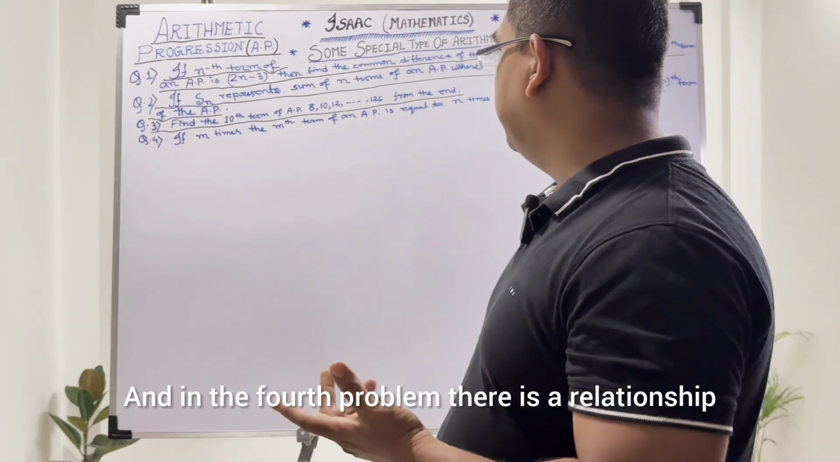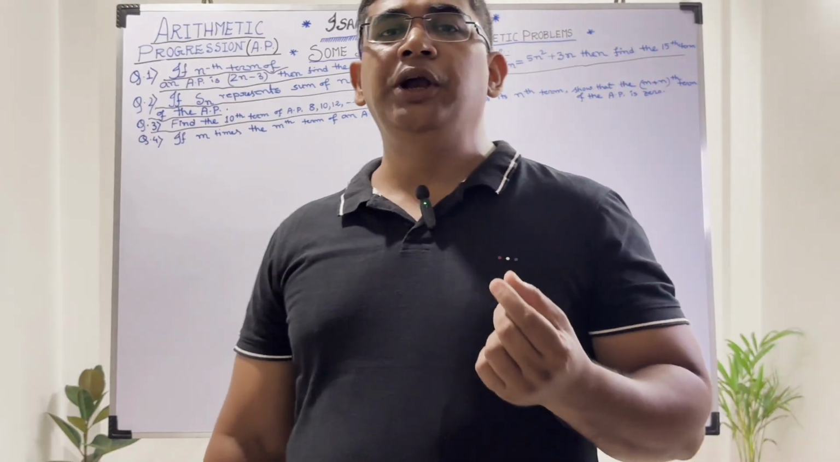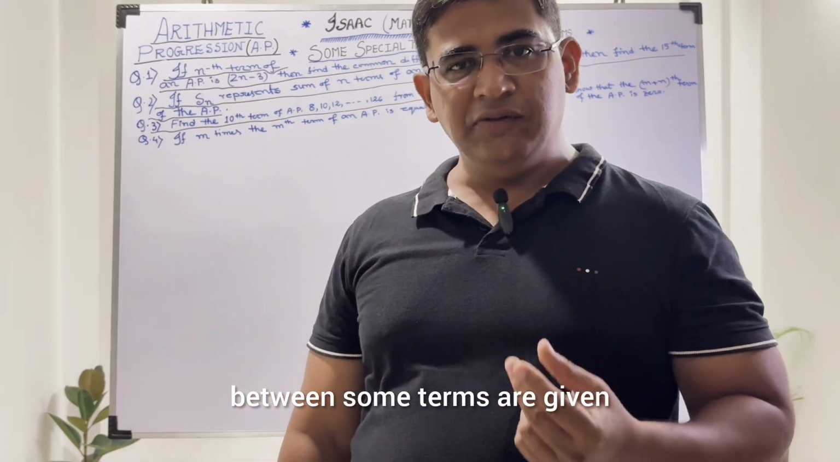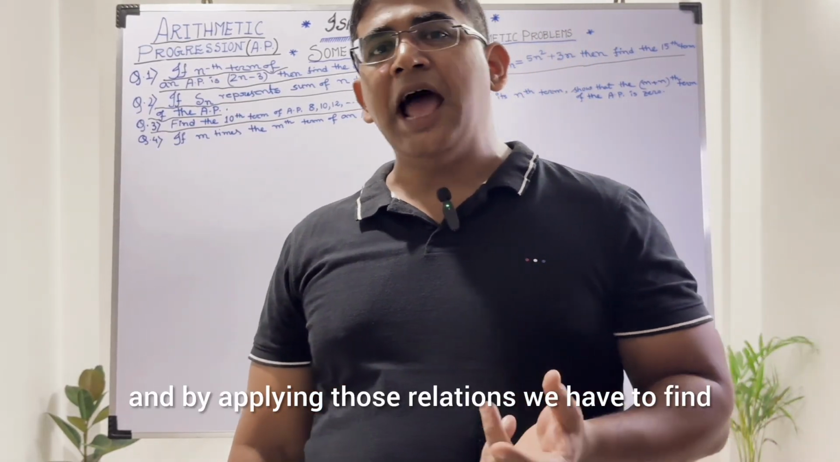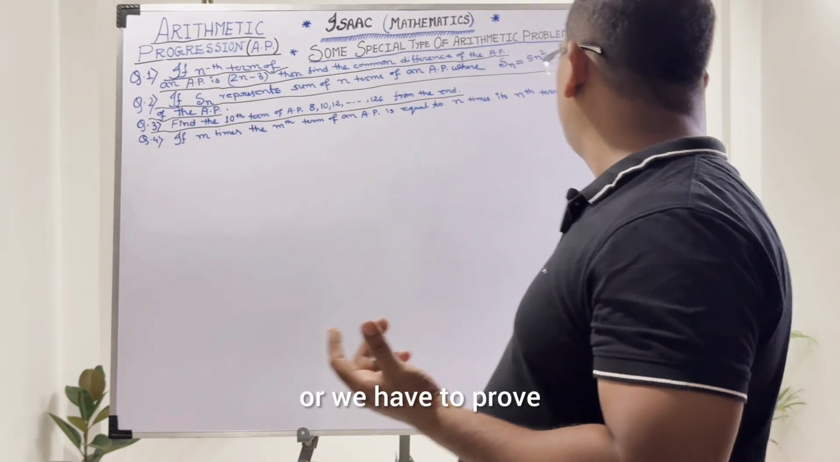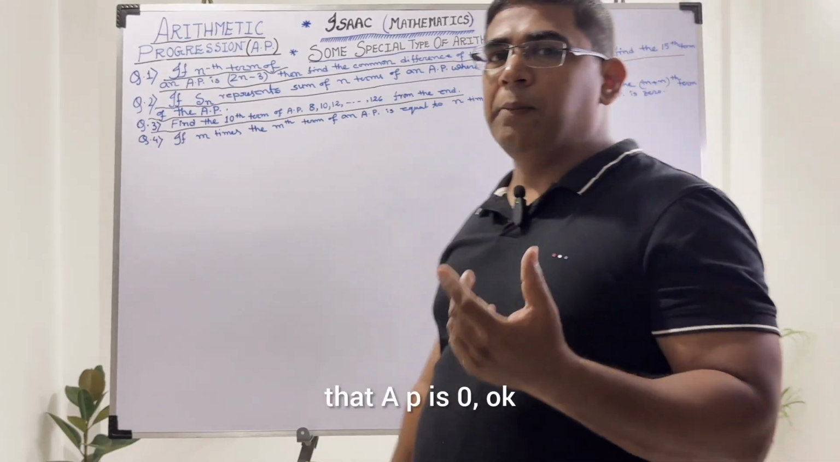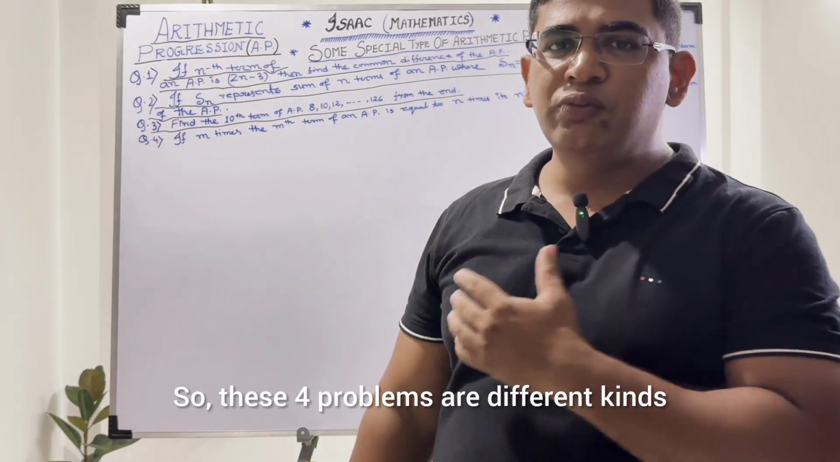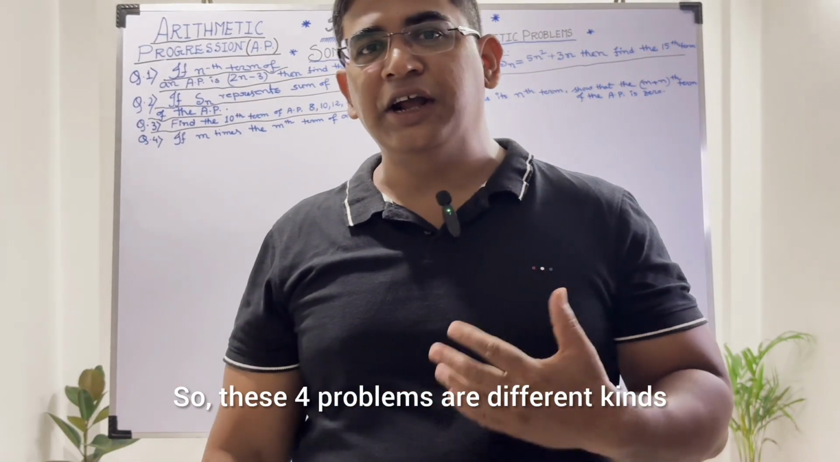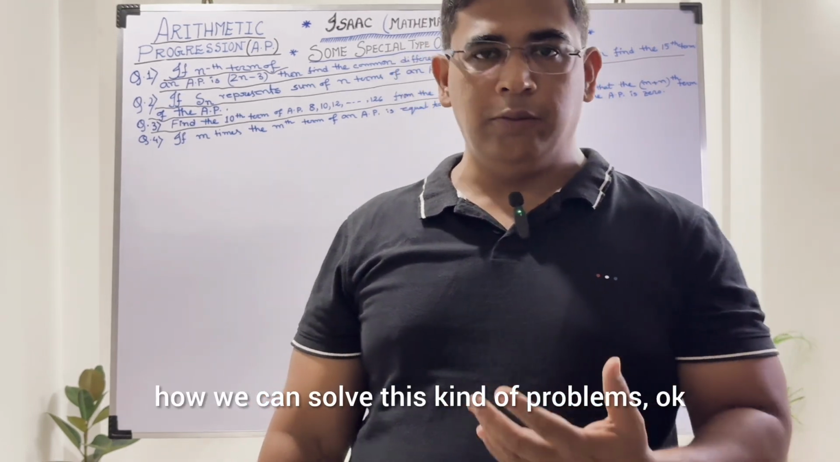Okay, and in the fourth problem, there is a relationship between some terms given, and by applying those relations, we have to prove that the m plus nth term of that AP is 0. Okay, so these four problems are different kinds. So let us study how we can solve these kind of problems. Okay.